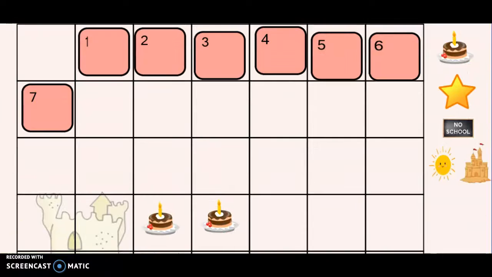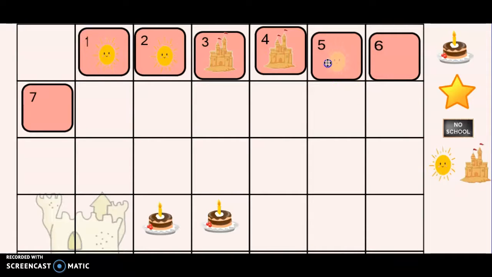Now, I realized yesterday that we haven't been doing a pattern. So let's go ahead and do a pattern. But this time we're going to do an AABB pattern. So I have a sunshine, and then I'm going to have another sunshine. And then I'm going to put a sandcastle, and I'm going to put another sandcastle. So it goes sun, sun, sandcastle, sandcastle. What's going to go here?